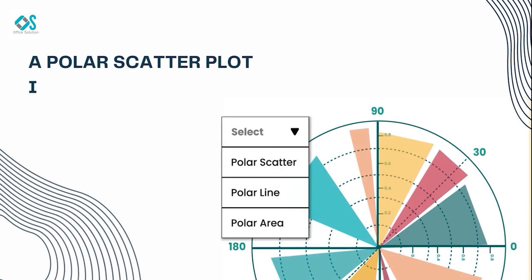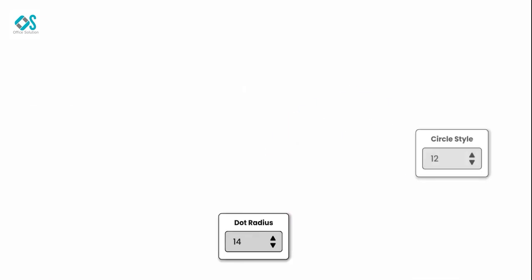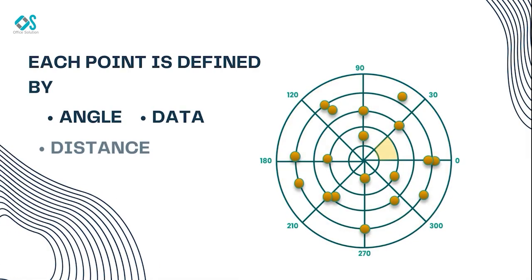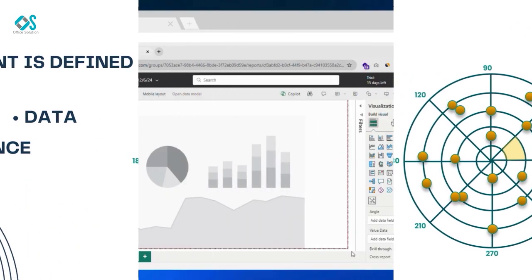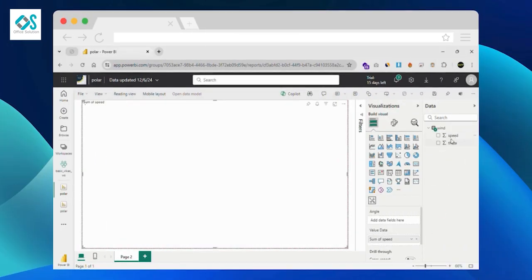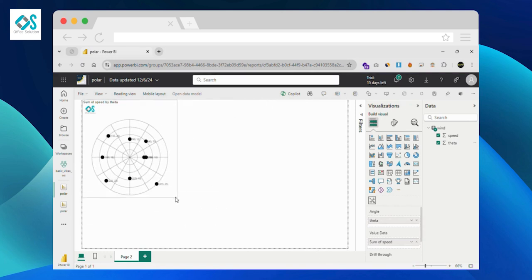A polar scatter plot is a graphical representation where data points are plotted on a circular grid using polar coordinates. Each point is defined by an angle, theta, and a distance, r, from the center. This type of plot is useful for visualizing data that have a natural circular structure, such as wind directions and speeds, celestial coordinates, or cyclic phenomena. The angle represents the direction, and the radial distance represents the magnitude of the data point.